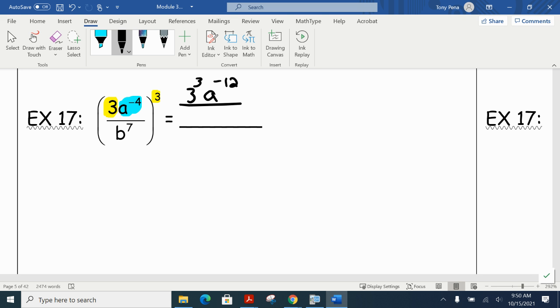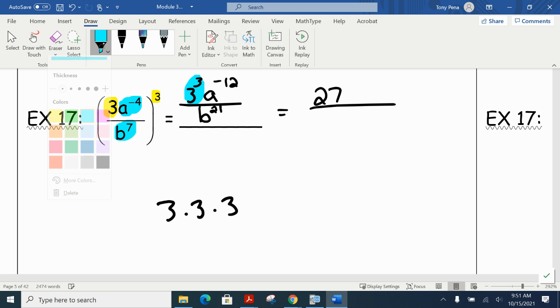And then in our denominator, I have this b to the 7th raised to the power of 3. So another power getting raised to another power. So Maria, that would be b to the what? 21. Good. So b to the 21st. Okay, so that's our first step. We want to simplify as much as we can. So when I now ask, all right, what is 3 cubed? All right, don't tell me it's a 9. That means I have 3 times 3 times 3. Good. So 27.